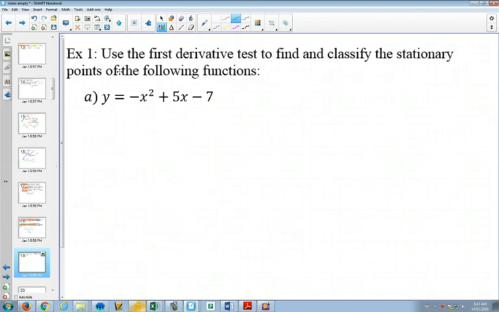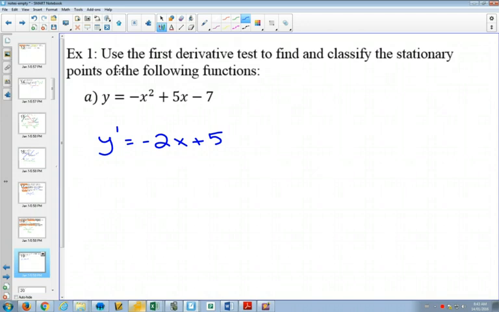So here's our first examples. Basically the same thing that we were doing yesterday, except now we have a name for what we were doing. We're going to use the first derivative test to classify these stationary points in the following functions. So the first thing we're going to do is we're going to take the derivative. And we're just going to add some of the terminology we learned that's different from what we did before.